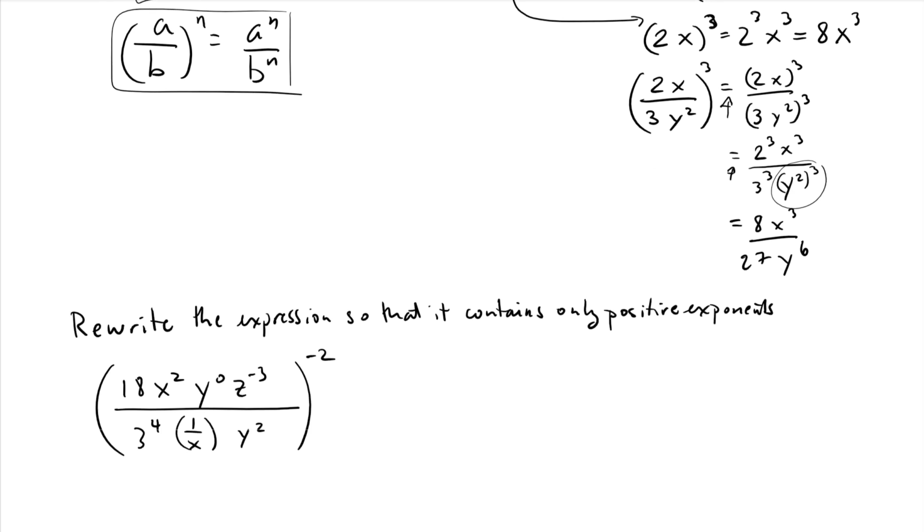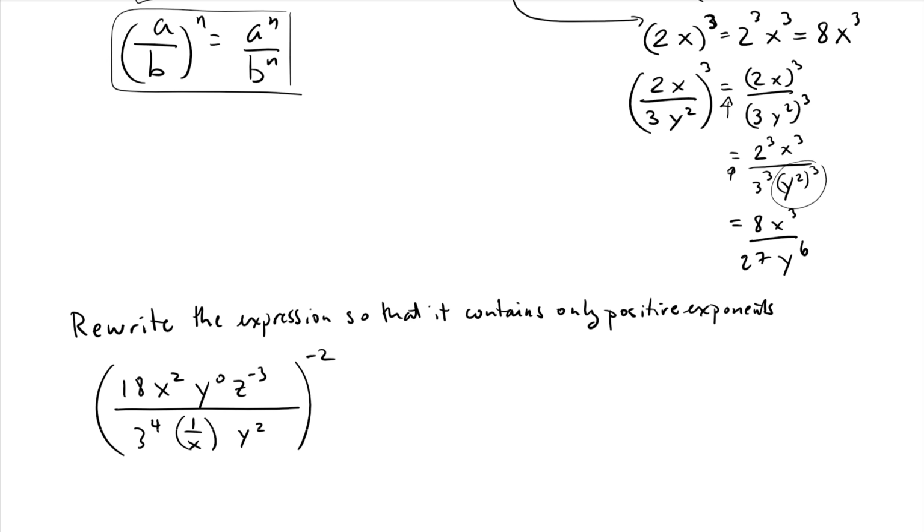Now, a popular type of exercise to practice all these rules is you're given a very complicated expression with exponents, and you want to rewrite it so that it does not contain any negative exponents. Because negative exponents are fractions, right? So if I have something to the minus 2, it's 1 over something to the 2. So by not having negative exponents, we're making sure that there aren't any fractions anywhere.